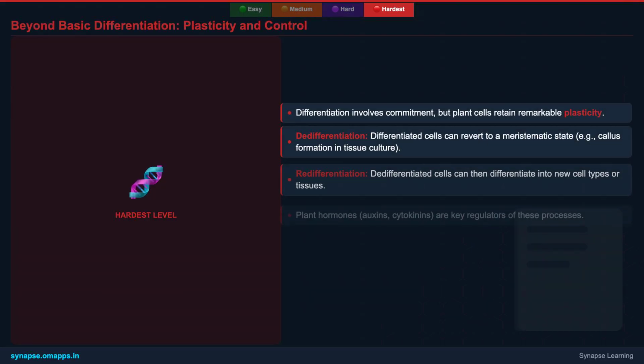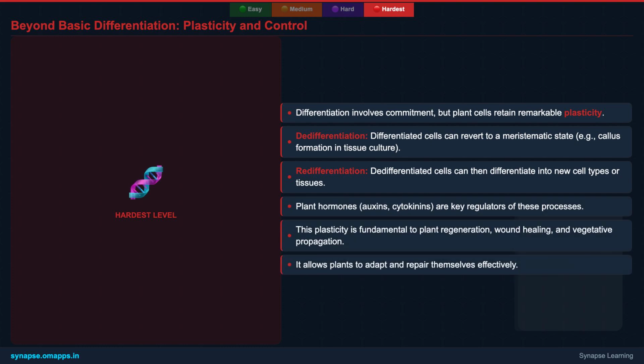Differentiation in plants is a process of commitment where cells specialize, often losing their ability to divide. However, plant cells exhibit remarkable plasticity. This means that differentiated permanent cells can, under specific conditions, actually revert to a meristematic state, a process called dedifferentiation. A classic example is the formation of callus in tissue culture.